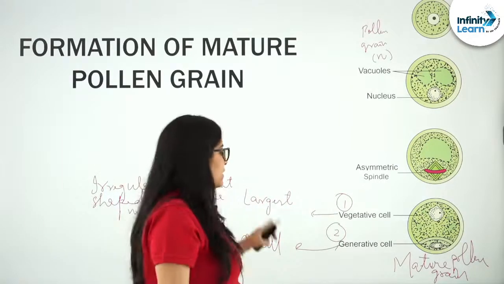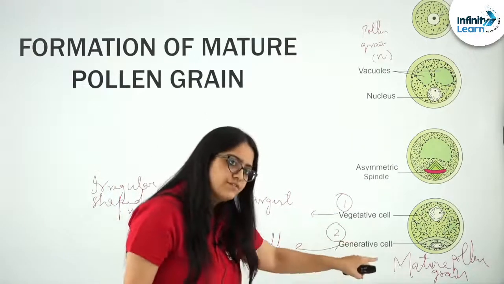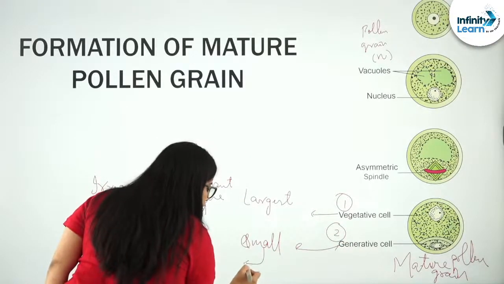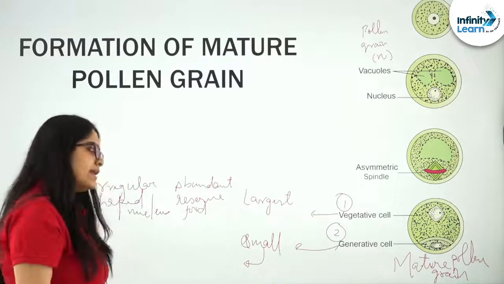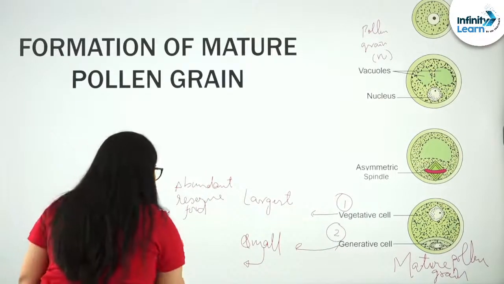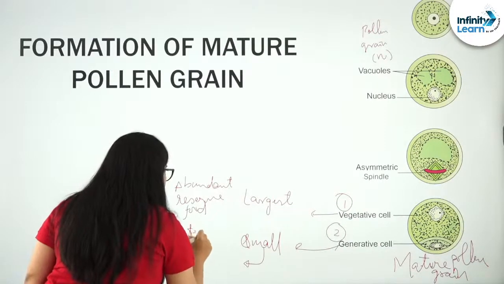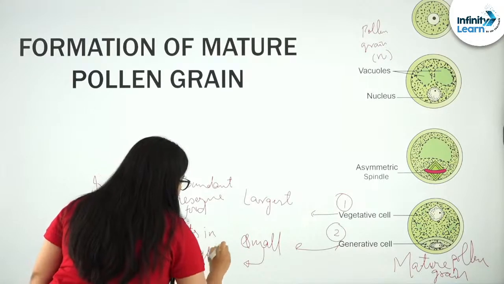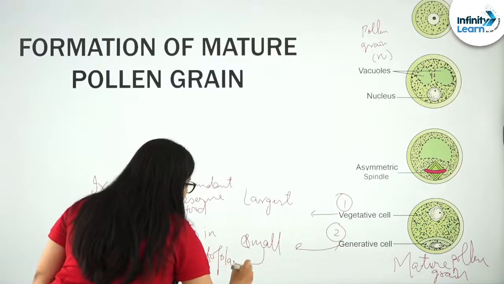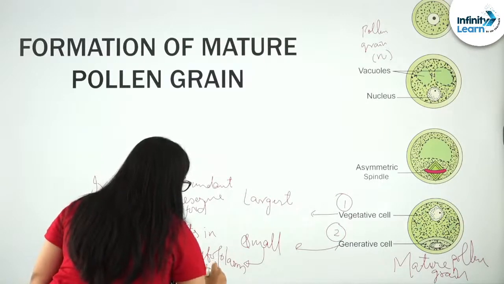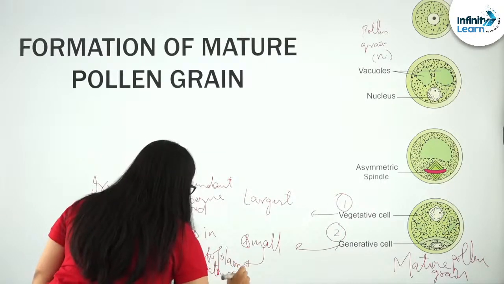Now let us see the characteristics of the generative cell. So, the generative cell is actually small, first of all, right. Secondly, what you need to understand is the generative cell floats in the cytoplasm of the vegetative cell, right.